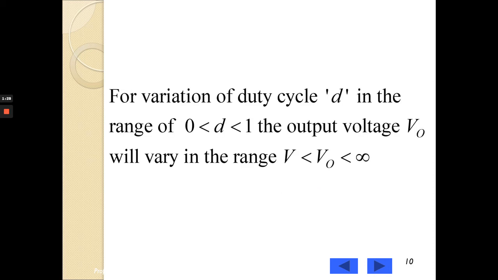For variations of duty cycle D in the range of 0 to 1, the output voltage V out will vary in the range V to infinity. It means when the duty cycle varies between 0 to 1, the output voltage will vary between V to infinity.